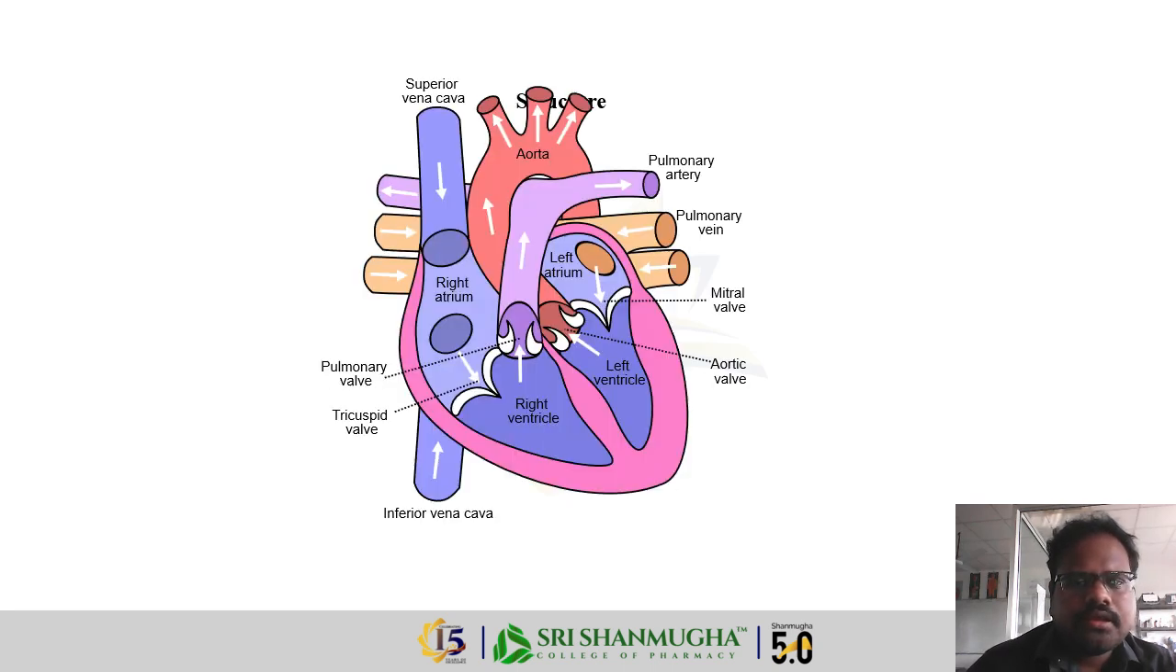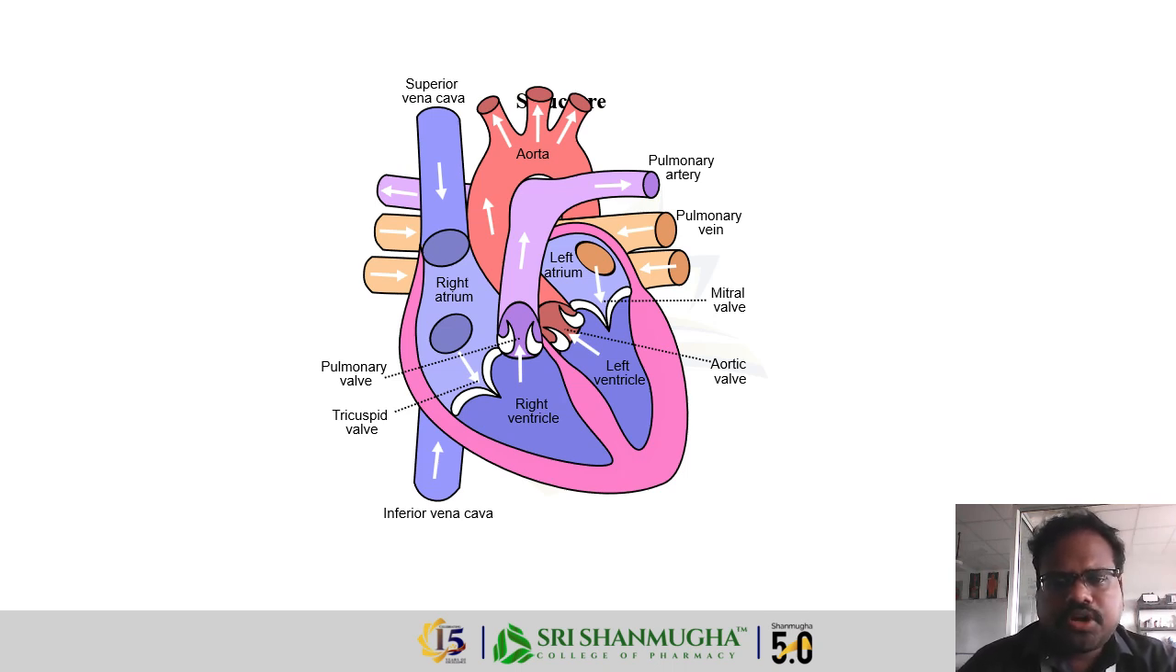Then coming to the structure: we have already seen the layers of the heart. Now the overall structure of the heart: the heart is four-chambered, with the right atrium, left atrium, right ventricle, and left ventricle. These are the four chambers of the heart.